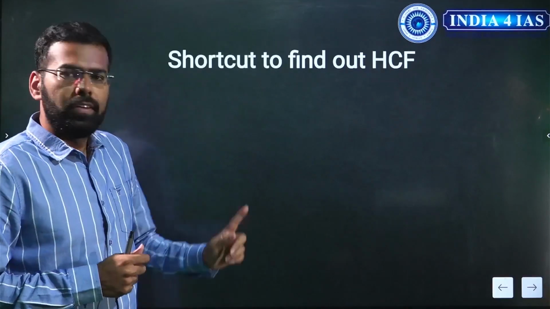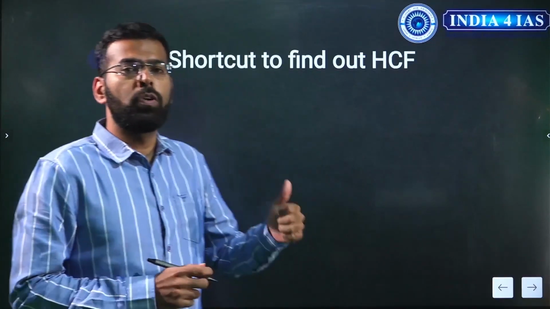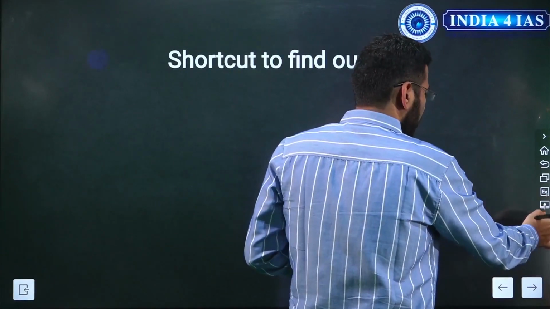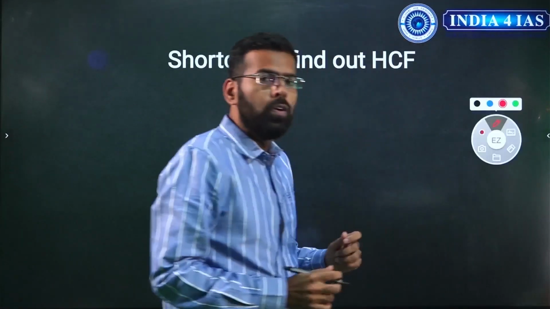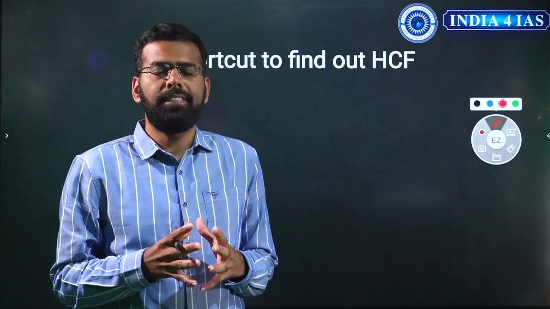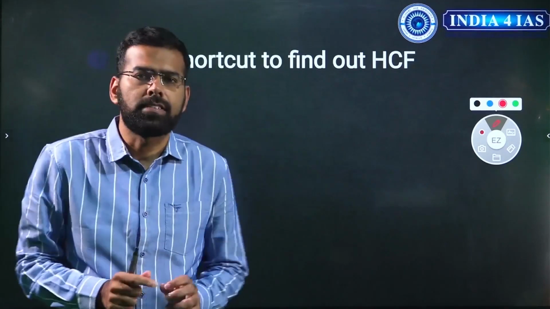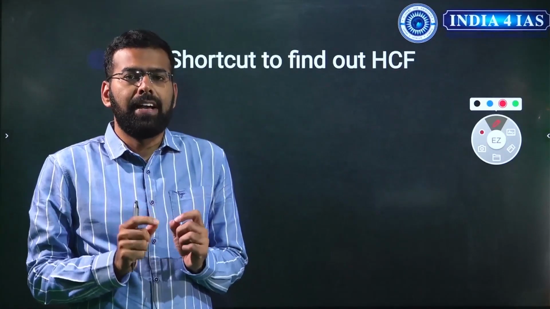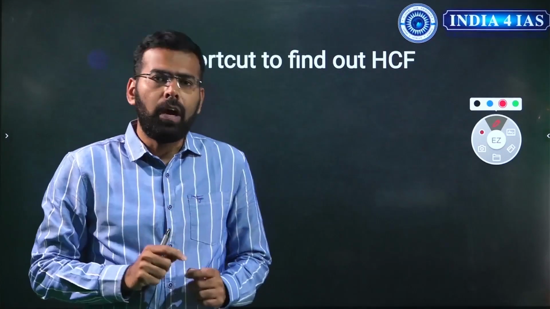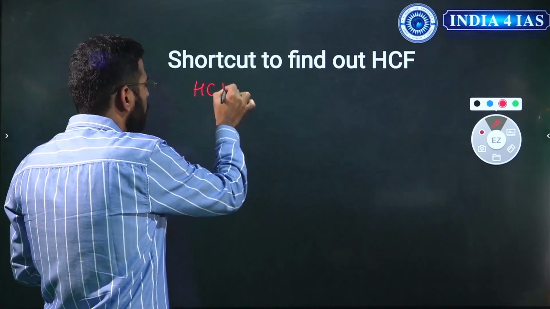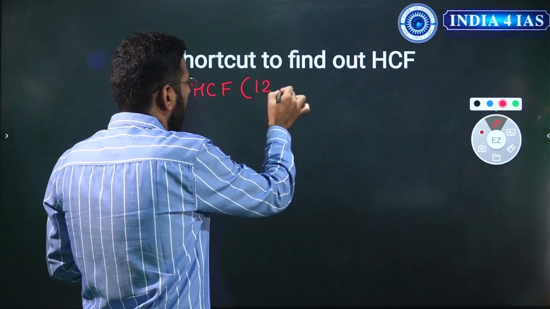We'll see in number system how to find out the HCF using some shortcut method. Before finding the shortcut, we'll see how to find out HCF using the normal method, which we call the division method. First, what do you mean by HCF? Highest common factor. Now, if I ask you to find out HCF between two numbers, let's say 12 and 18.